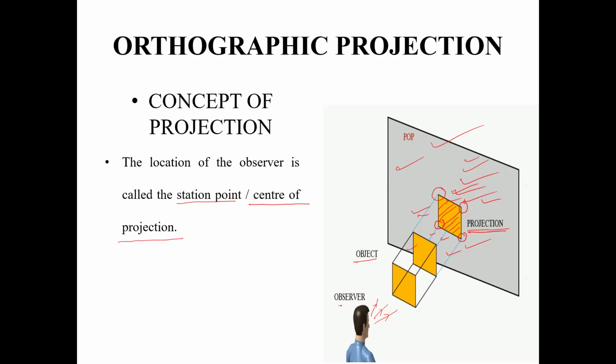The location of the observer is called the station point or center of projection, and the plane on which we are projecting the object is called the plane of projection. So here POP means plane of projection. So that is all about the general concept of projection.